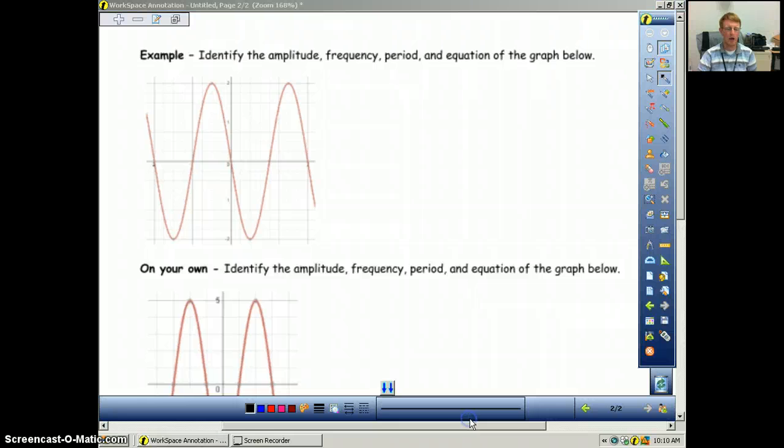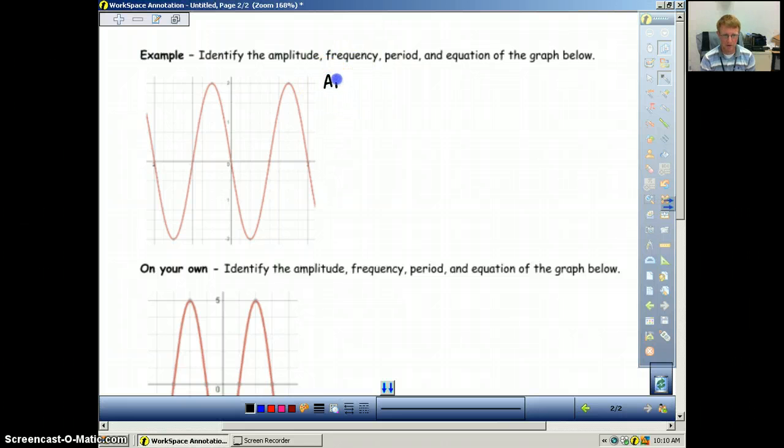So the next part is when we're given a graph, we want to be able to identify all the pieces of the graph and then be able to write an equation. This can get a little bit tricky, but I think in some ways this is easier to do than actually graphing without a calculator. So let's first identify the amplitude.